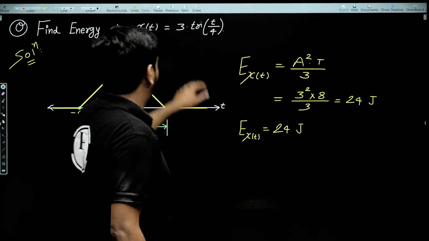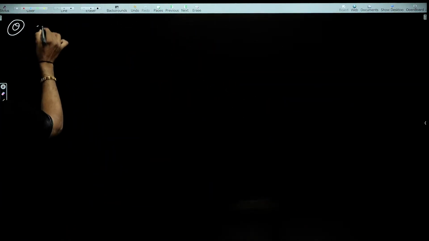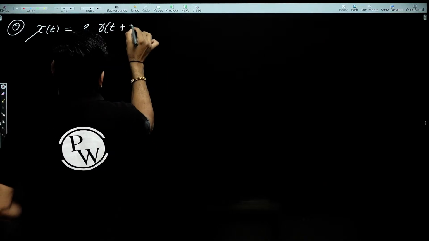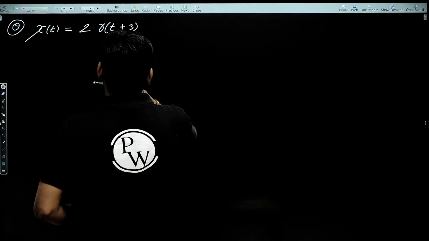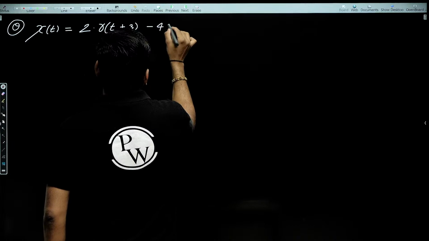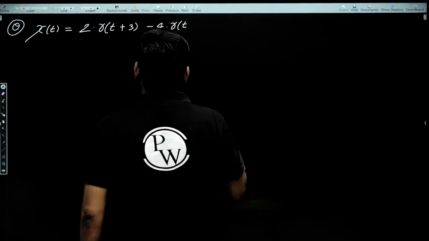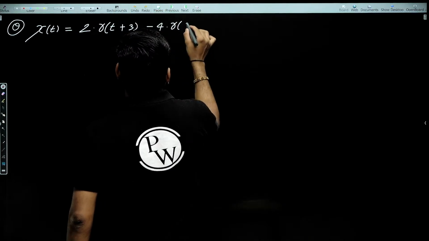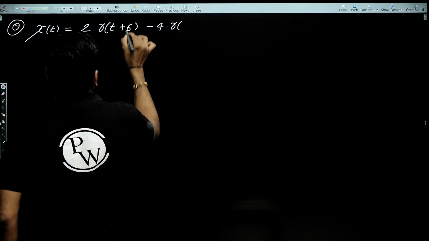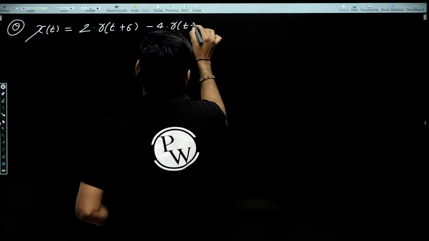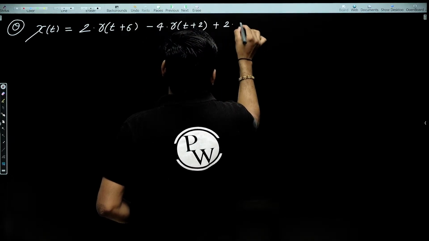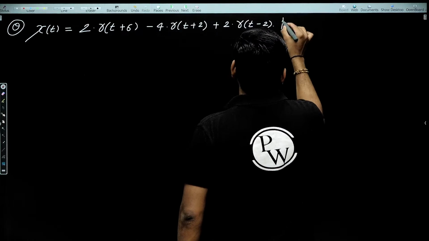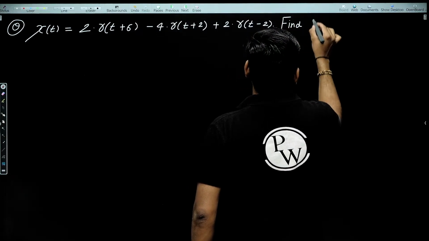Okay, now they can ask a question like this also, like x of t is equal to 2 r of t plus 6, minus 4 r of t plus 2, plus 2 r of t minus 2. x of t is given, and they are asking to find the energy of this signal.